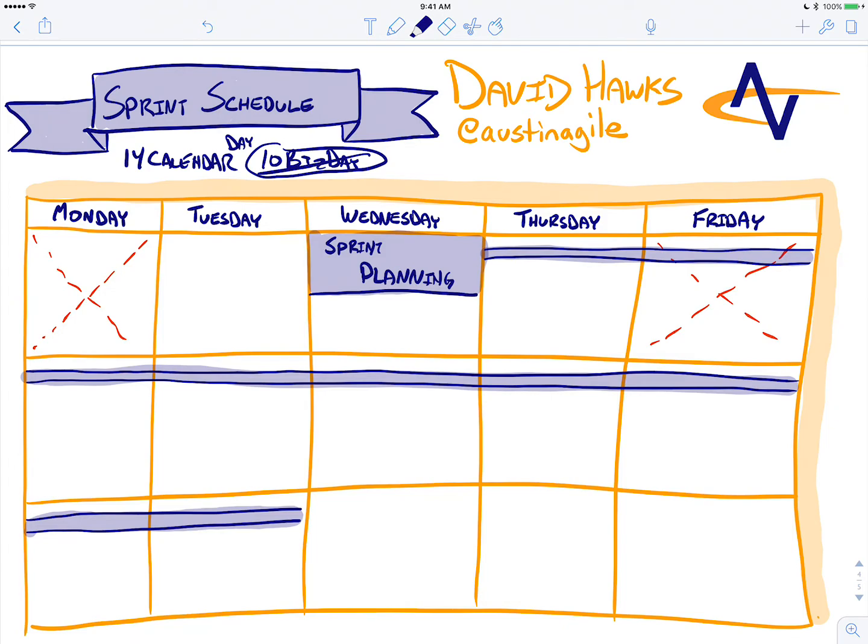Now, the other thing is, what would we end with? What are the 2 Scrum events that we would end our sprint 2 Tuesdays later? So there's 2 events. One is the Sprint Review and one is the Sprint Retrospective. Now, you can do these in either order. There's pros and cons of doing one before the other.